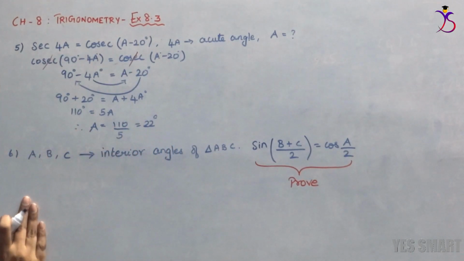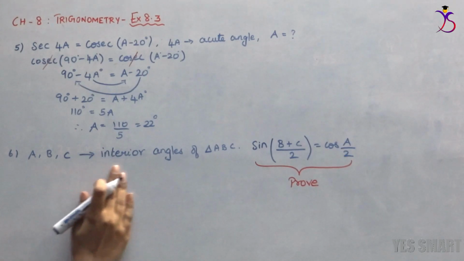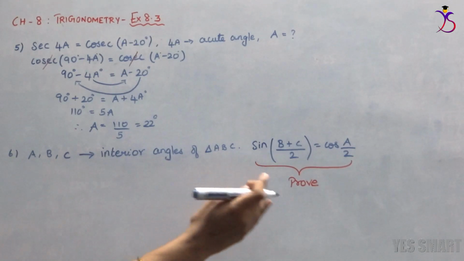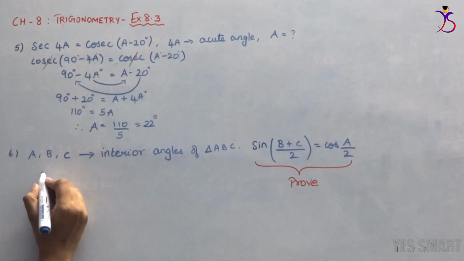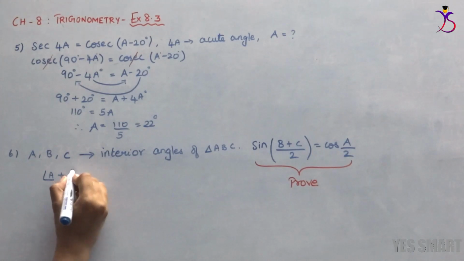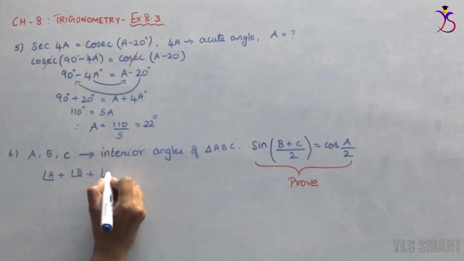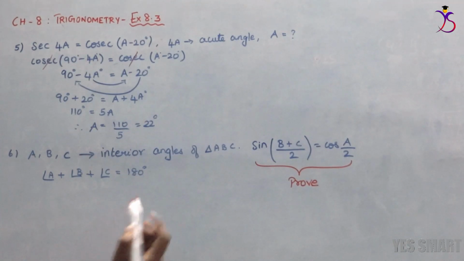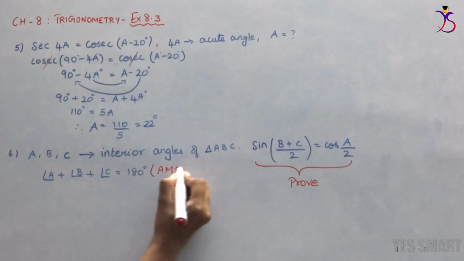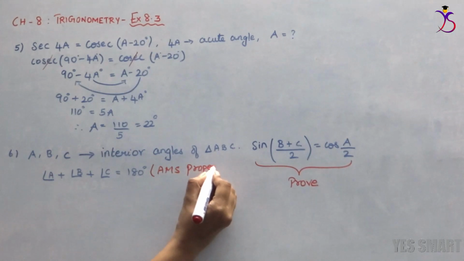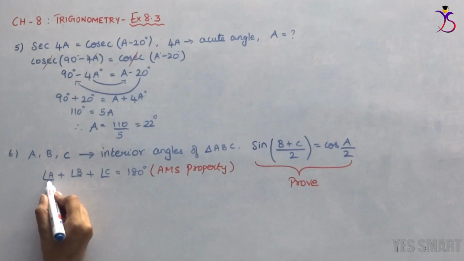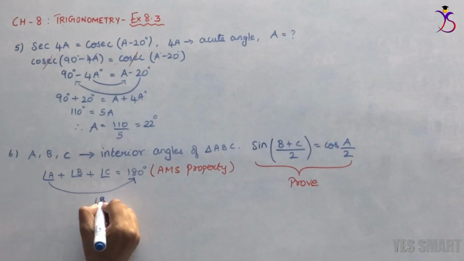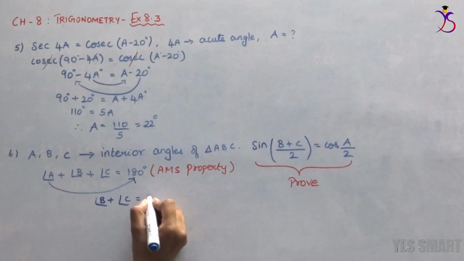Now moving on to the sixth sum. It is given that A, B, C are the interior angles of a triangle. We have to prove that sine of (B plus C) by 2 equal to cos of A by 2. So we already knew the AMS property, which is angle measure sum. The sum of all angles inside a triangle is 180 degrees. This property we are very familiar with because we are learning it from very lower classes. Angle A plus angle B plus angle C equal to 180 degrees. Now I am just going to take this angle A to the right hand side. So it becomes minus A. Therefore, angle B plus angle C equal to 180 degrees minus angle A.